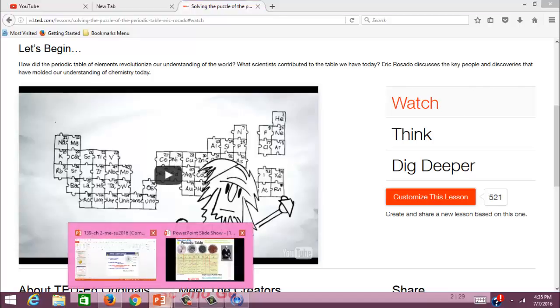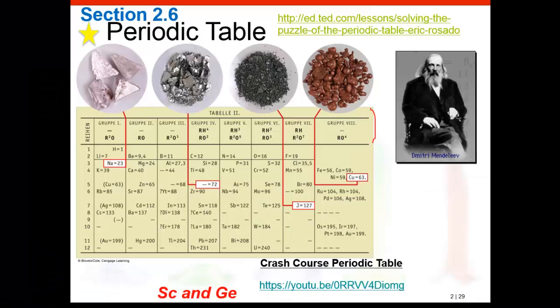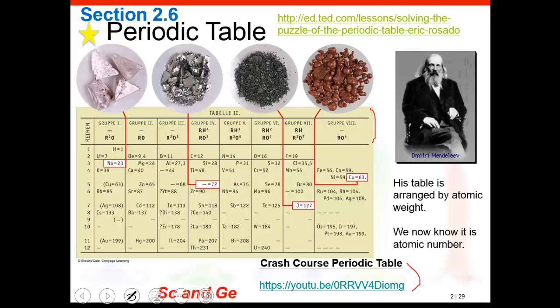Okay, but we're going to go back to our PowerPoint here. And there's another link down here, the crash course, that also goes through the periodic table in terms of how it was arranged. The really cool thing about Mendeleev is that he arranged his periodic table by atomic weight, the mass, even though he didn't have a mass spectrometer to say what the mass was. We know it as the atomic number, the number of protons.